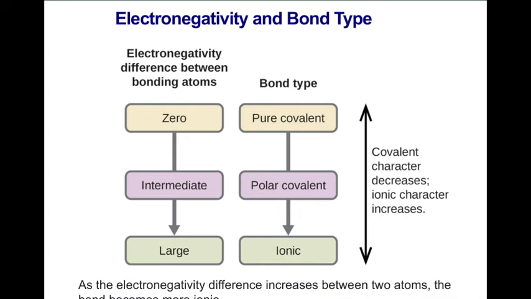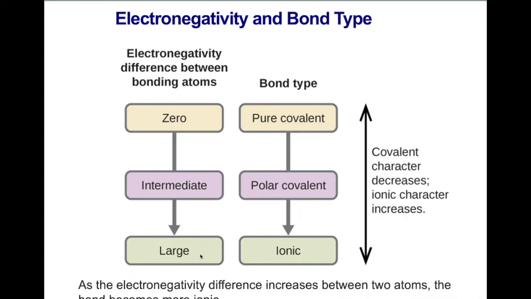So electronegativity does influence the bond type. This column here is showing the electronegativity difference between the bonding atoms. If they have the same electronegativity, we talked about this before, that's a pure covalent bond, with completely equal sharing of electrons between the 2 atoms. Somewhere in between is what we saw with the hydrogen and the chlorine. We have somewhat of a difference in electronegativity, and that's where we get a polar covalent bond.